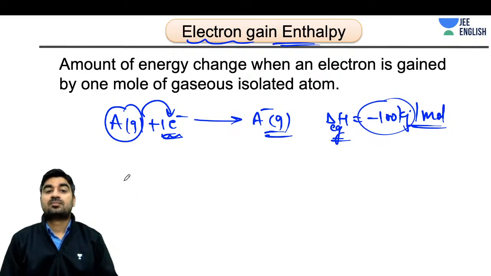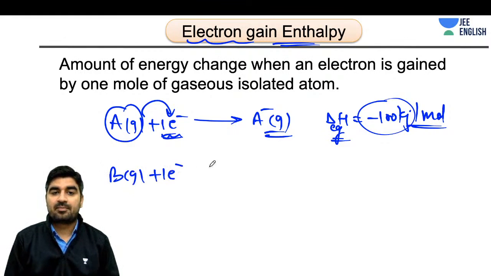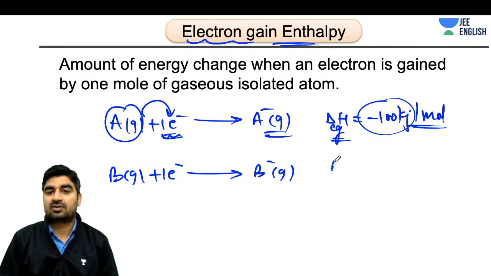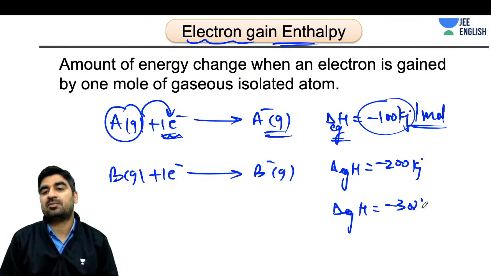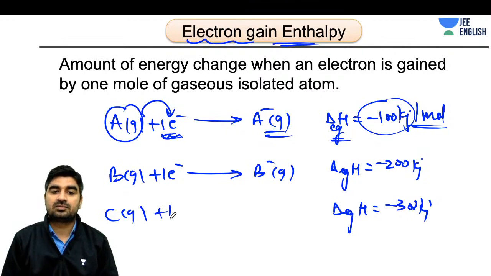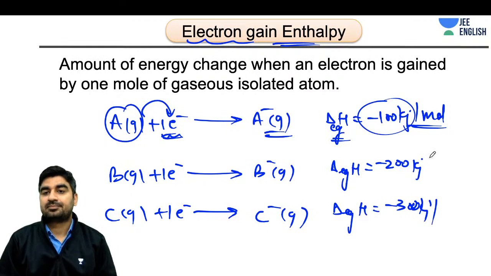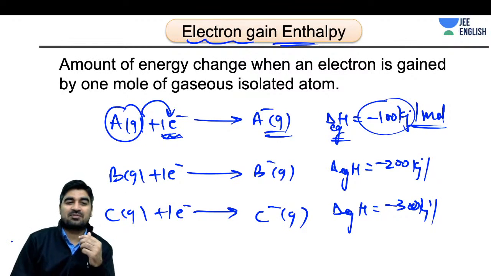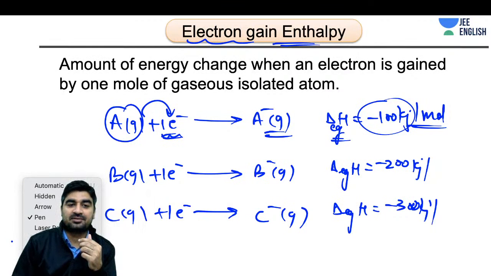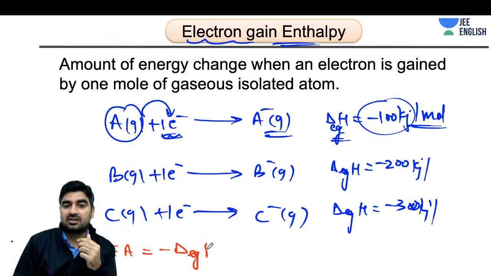Right? So suppose for B gas, we have electron gain enthalpy of minus 200. For C gas, we have electron gain enthalpy of minus 300 kilojoule. Why am I writing it? Because now I'm going to define another term that we call electron affinity. So electron affinity is equal to minus of delta EGH. So if I calculate the electron affinity, it will be 100, 200, 300.